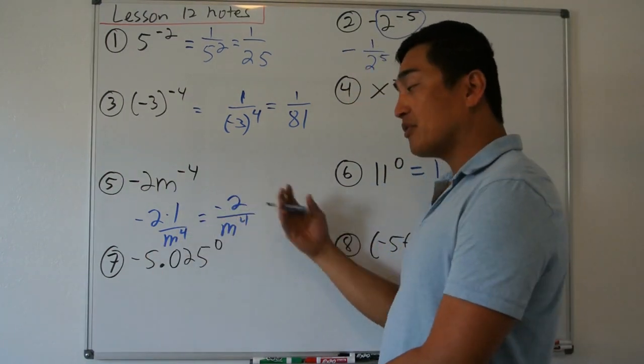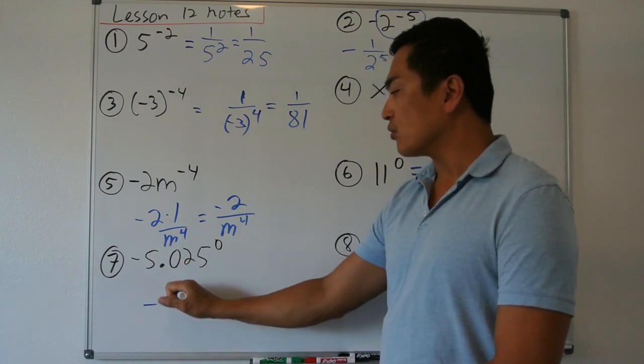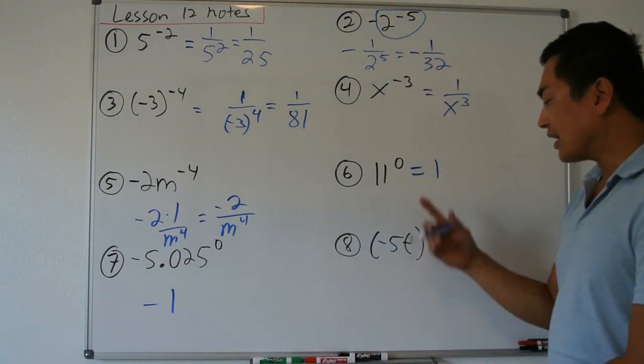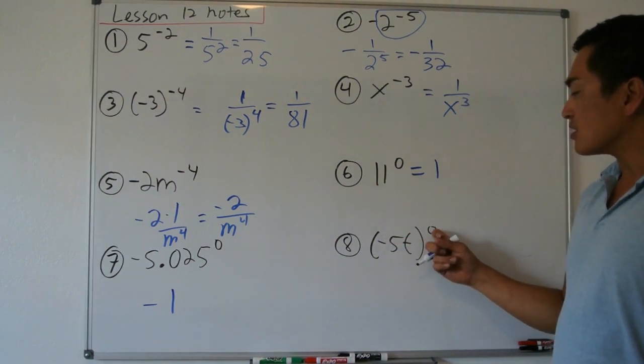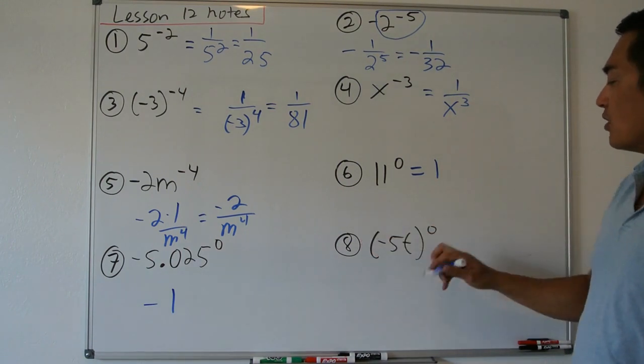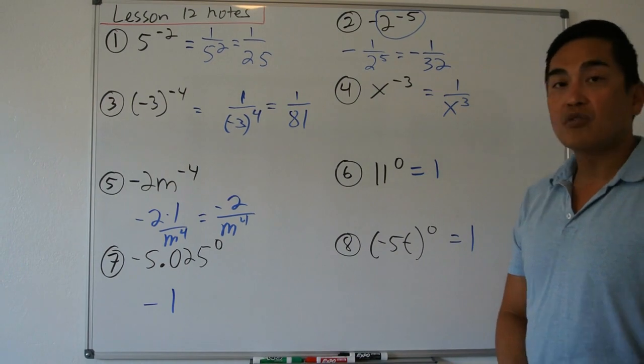That negative is not part of the 5.025. Okay, so that's negative and becomes 1. Alright? Again, doesn't matter what it is, anything to the 0 power is 1. Okay, so whatever this is, turns into 1. And then that's it. Alright. Let's go ahead and move on to number 9.